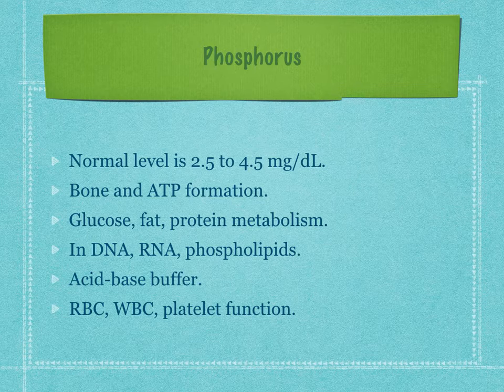It's needed for a number of different things, like bone and ATP formation in the cell, glucose, fat, and protein metabolism. The phosphorus is needed for the enzymes that break down the glucose, fat, and protein. It's also in the DNA, RNA, and phospholipids. Obviously, we've got phospho with lipids, so it's there with that. It's also part of the acid-base buffer system, and it is involved with red blood cell, white blood cell, and platelet function.